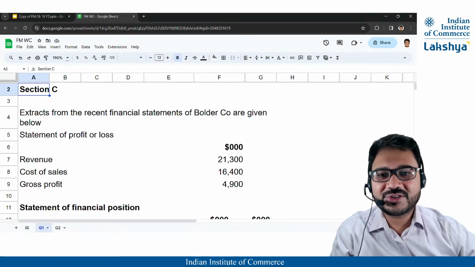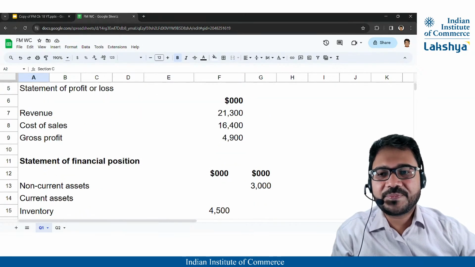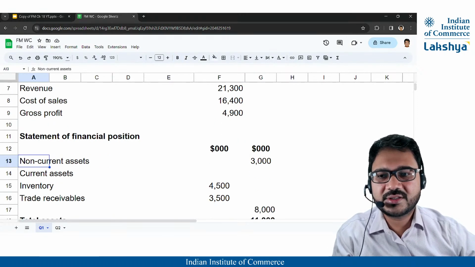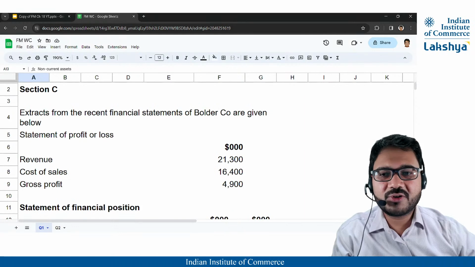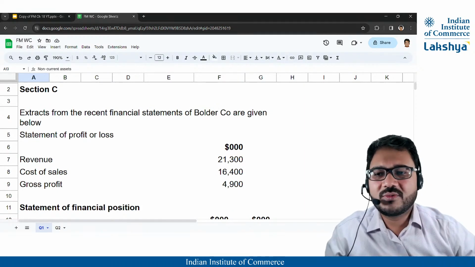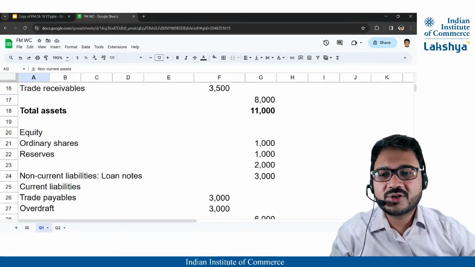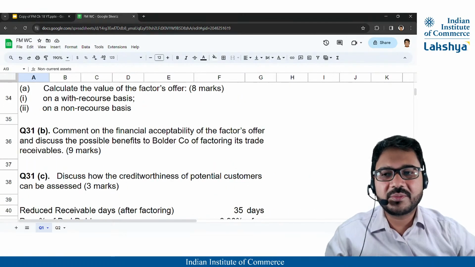Extracts from recent financial statements of Boulder Company are given below. Revenue, cost of sales, and gross profit are given to us. Gross profit is nothing but revenue minus cost of sales. Then we have our balance sheet over here, with non-current assets, current assets, inventory, trade receivables. Before reading all this, you kind of feel lost. Why is revenue given? What am I going to do with this balance sheet? So before reading the entire question, it's always a good idea to read the requirements.